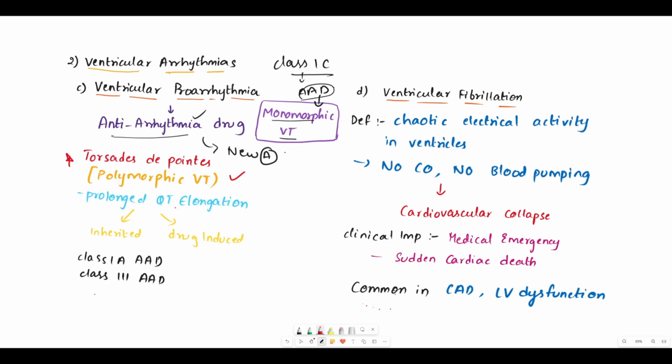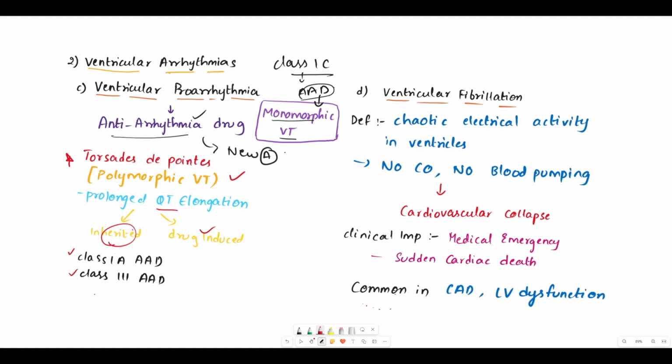There will be prolonged elevation of this QT interval in the ECG. So the QT level in the ECG will be increased. So that is torsade de pointes. This can be inherited. This can also be drug induced sometimes. This can be associated with class 1A drugs and class 3 antiarrhythmic drugs.